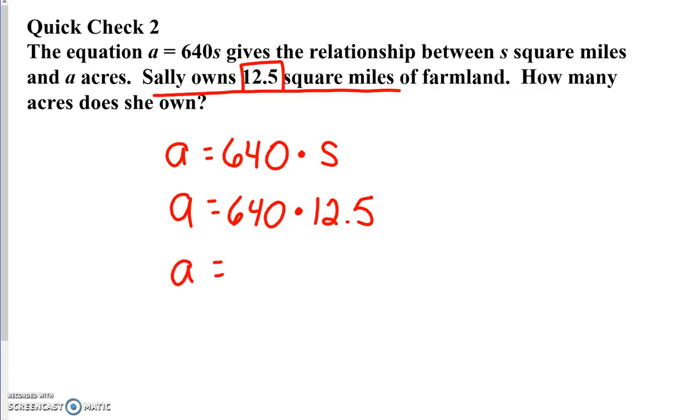So you'd probably have to do a side problem. Now's a good time to pause the video, do a side problem, and then come back and see what you get. If you've done a side problem, 640 times 12.5 gives us 8,000, and maybe you have 8,000.0, which means the same thing. That means Sally would own 8,000 acres of farmland, which is a lot of farmland.